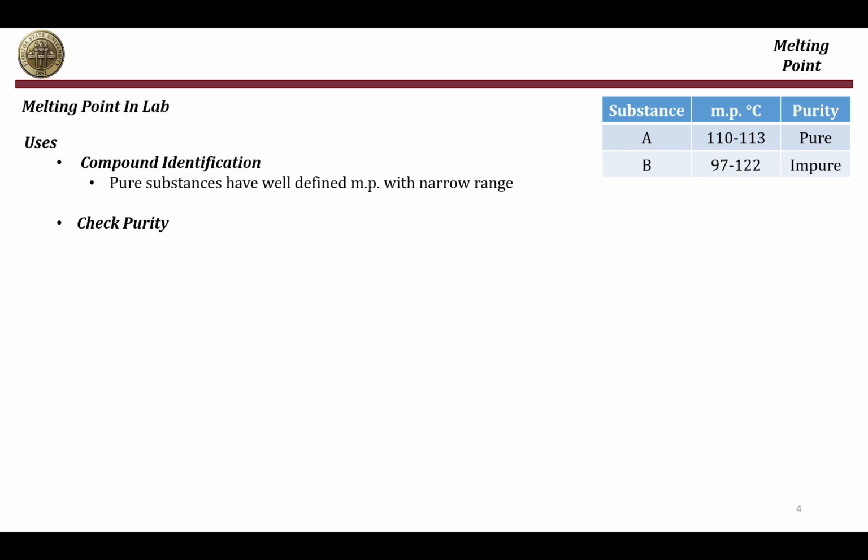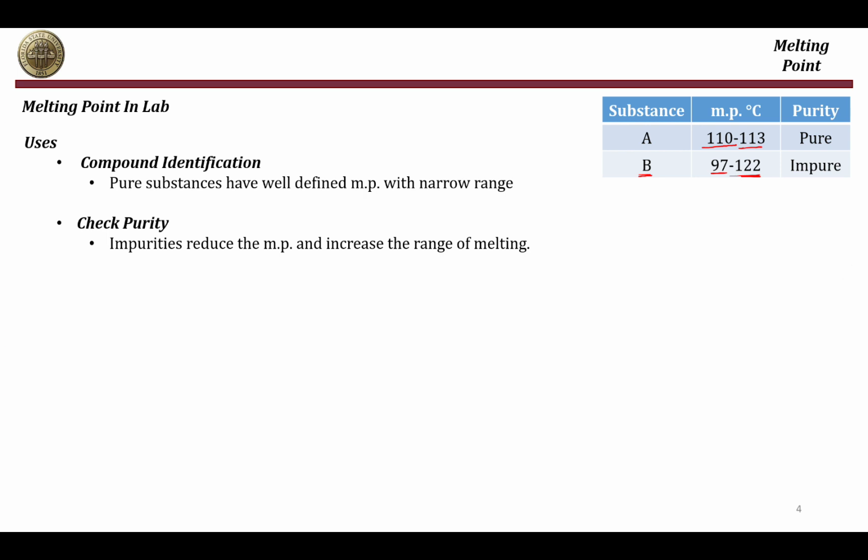Also, we use the melting point for checking the purity of a certain solid sample. In this case, the presence of impurities will reduce the melting point, and it will also increase the range of melting. So as you can see in the table here, compound A has a narrow range for the melting point, whereas compound B has a wide range for the melting point, and this is because of the presence of impurities.